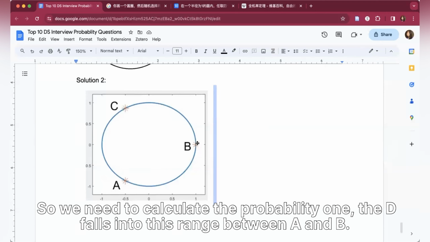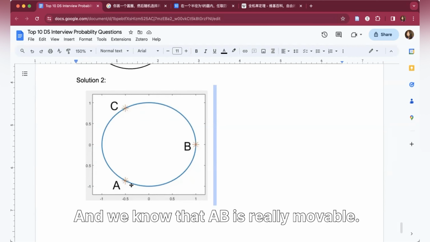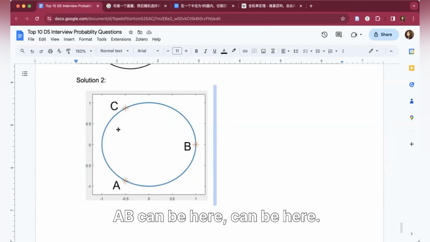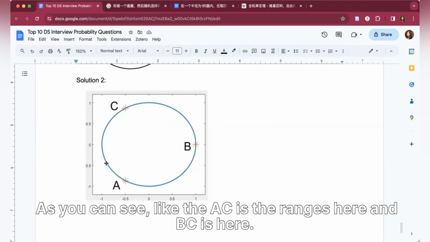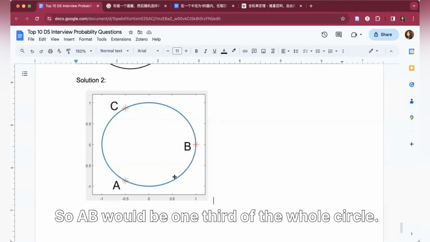So we need to calculate the probability that D falls into this range between A and B. And we know that AB is really movable. AB can be here, can be here, with all the possibilities, and also A, B, C are interchangeable. As you can see, the AC range is here and BC is here. So AB would be 1/3 of the whole circle.